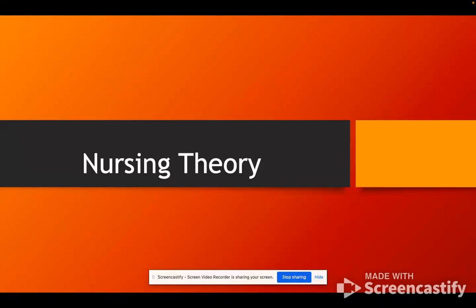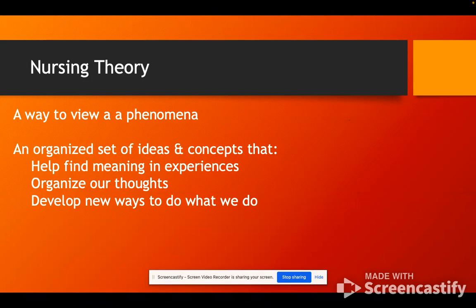So the other part of class that we're going to go over is nursing theory. You all should be getting a little bit of ideas about nursing theory as you all are looking at different theorists, working on your poster presentations for your project next week. So a little bit into nursing theory.